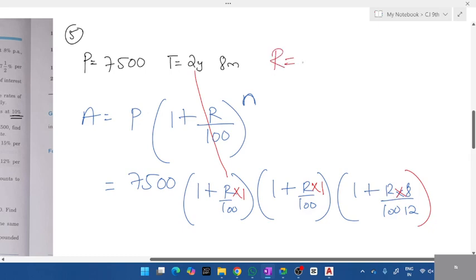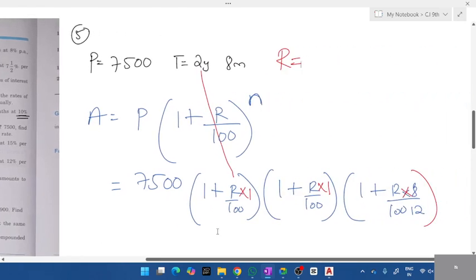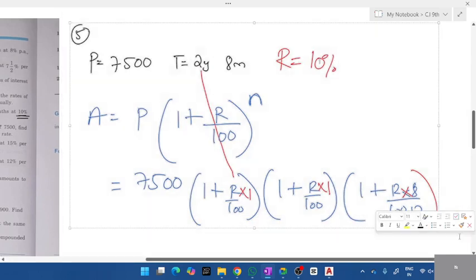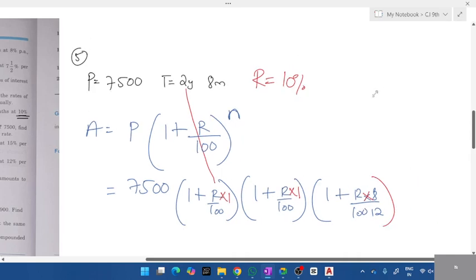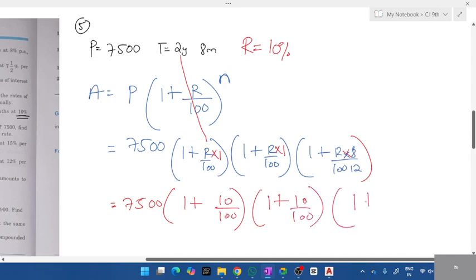And what is the rate? Can you tell me the rate? Rate is 10%. Calculate. All of you solve this question. Quick, students. 7,500. Rate is equal to 10 divided by 100. 1 plus 10 divided by 100 to the power 8 by 12. That's it. Take LCM, calculate it.